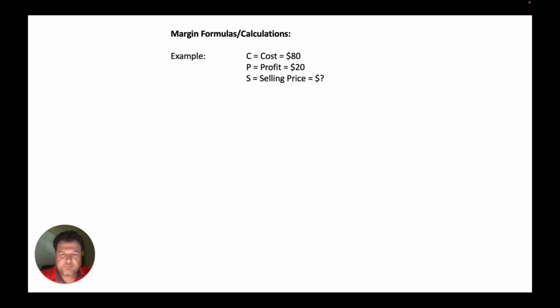Let's use an example to show how this works. So this one's pretty straightforward. Let's just assume something that we're selling is worth $80 cost, and we want to make 20% profit. Our selling price is going to be 80 plus 20, 100.